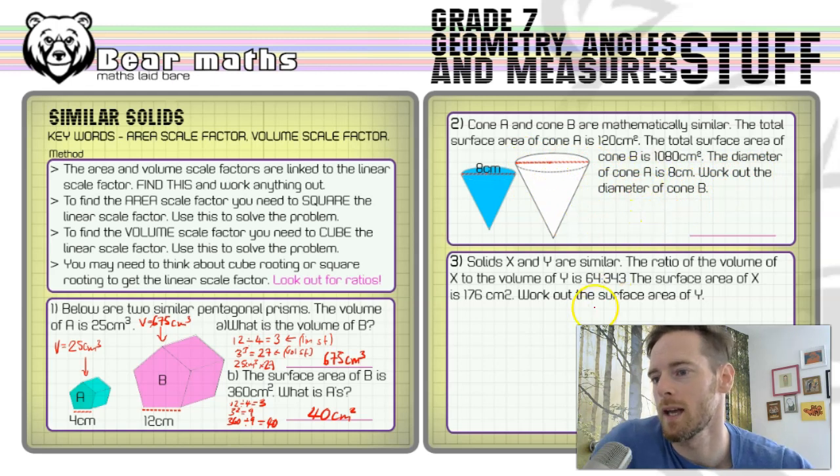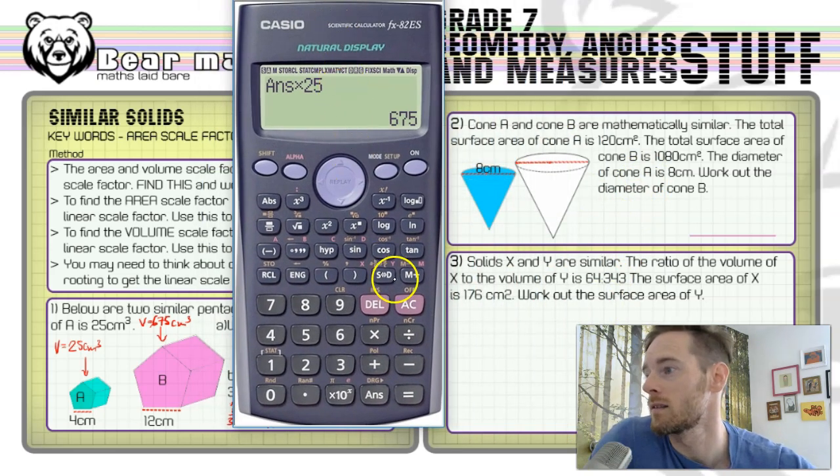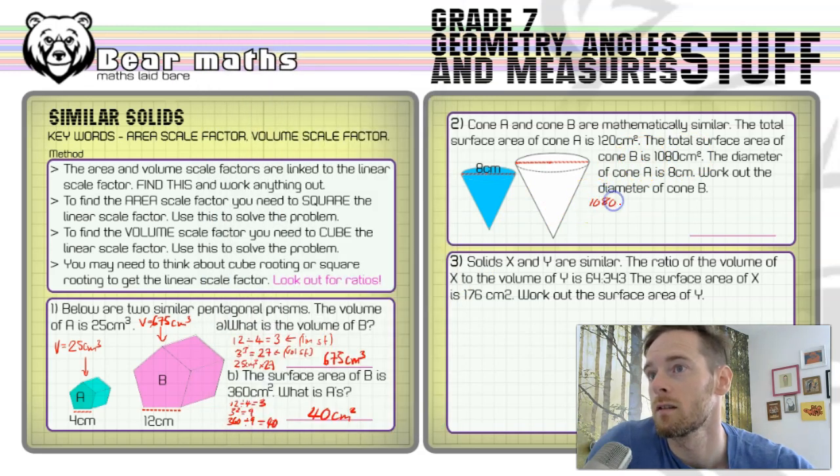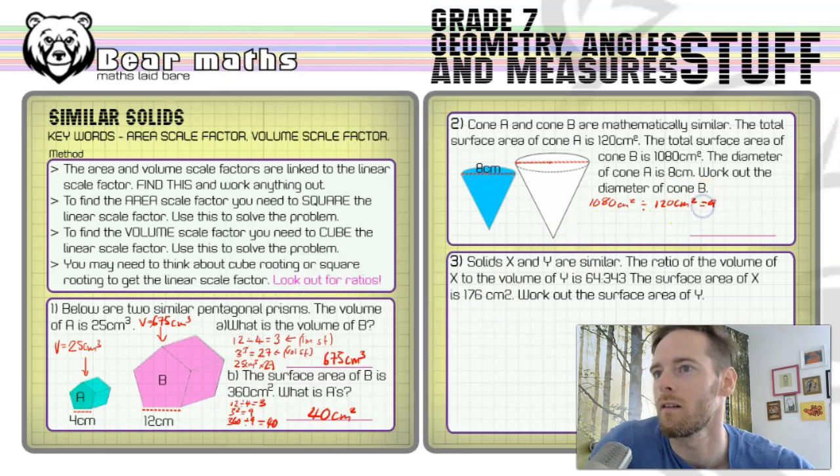So this is all going to revolve around the area scale factor. So to get the area scale factor, how many times bigger one is than the other, all right, we just do the bigger one, so 1080 centimeters squared, and we divide it by the 120 centimeters squared. All right, again, could be done without a calculator. 1080 divided by 120. There we go, 9. So the area scale factor, I'll just write it in, equals 9.